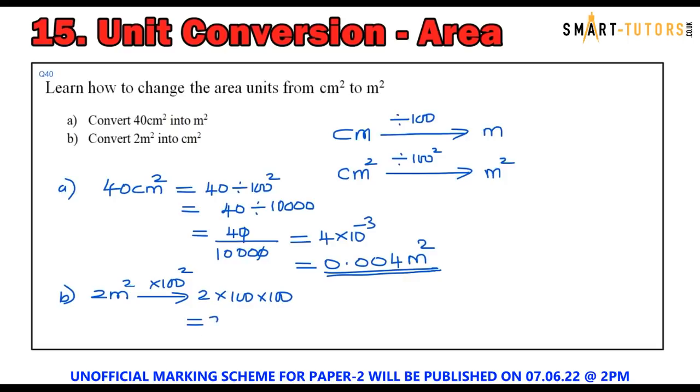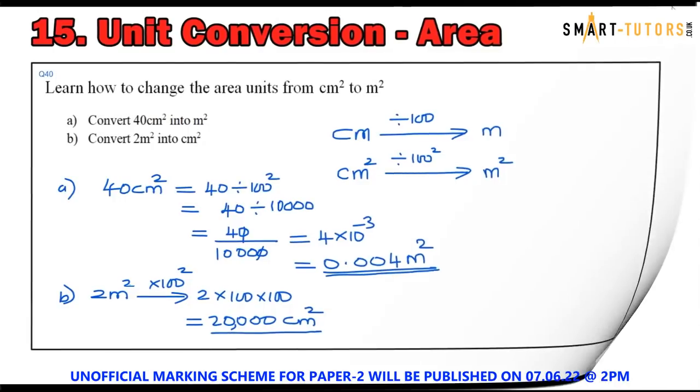So that means 2 with 4 zeros. So that means 20,000. So 20,000 centimeter squared. So that is the answer for the question number 15.